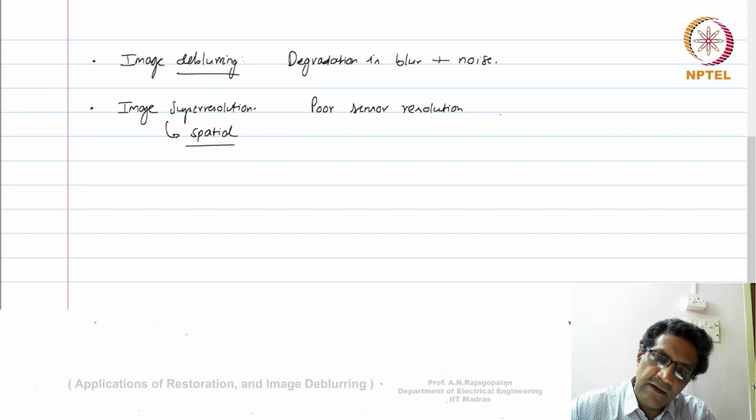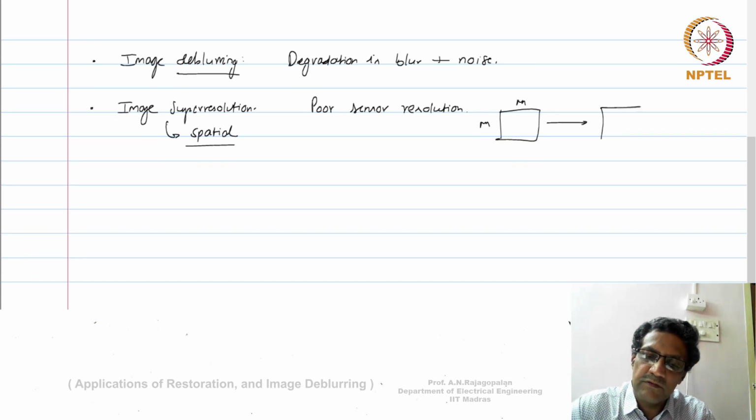So it's like saying that I give you an image which is of low quality. That means you have, let's say, m cross m pixels, and then I want you to produce something which is like alpha times m, where alpha could be like 2, 3, whatever. You want to go up by a factor. So it's like saying that I have a low resolution sensor here. Let's call this LR, and then I want to take this image and be able to produce a high resolution image out of it. This is again an ill-posed problem.